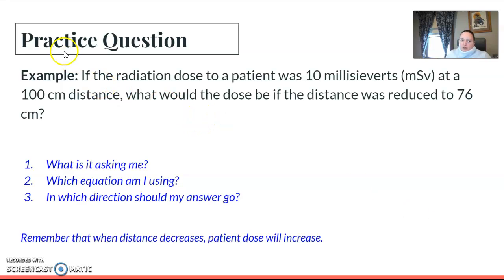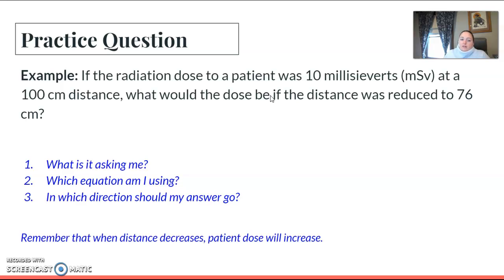So a practice question, and if you want to go through my video on inverse square law versus direct, there's more examples. But if the radiation dose to a patient was 10 millisieverts at 100 centimeters distance, what would the dose be if the distance was reduced to 76 centimeters?